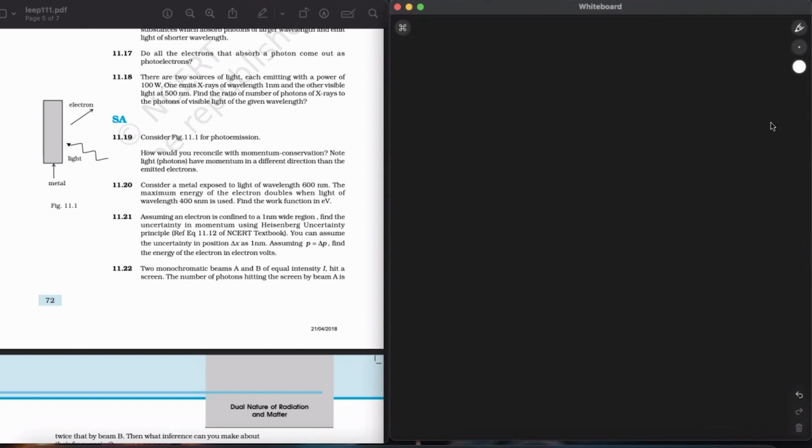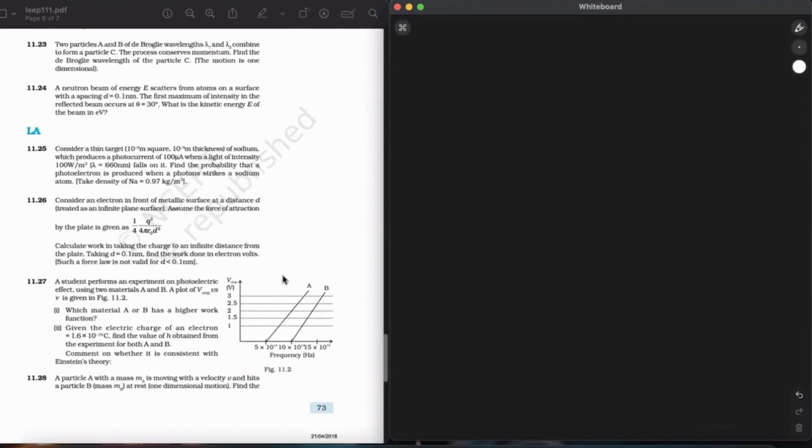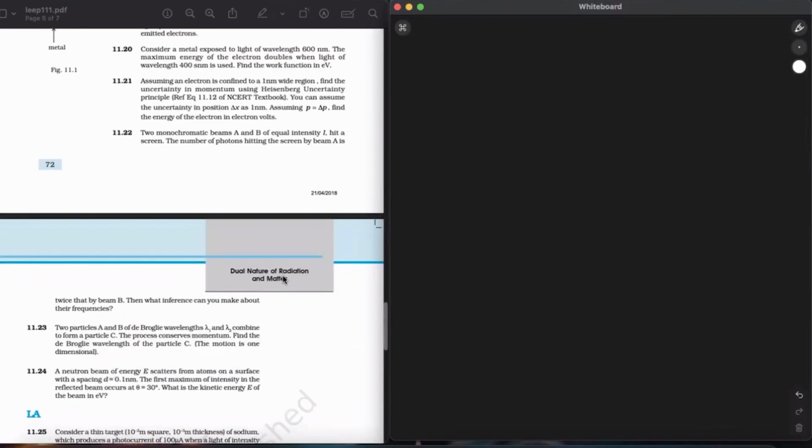Now, question number 21. How many questions are there? Okay, so 8 questions. I will do it quickly. Assuming an electron is confined to a 1 nanometer wide region, find the uncertainty in momentum using the Heisenberg uncertainty principle. The principle is delta x multiplied with delta p is equal to h. This is the error in finding the location, and the error in calculating the momentum. You can assume the uncertainty in position delta x as 1 nanometer. Assuming p equal to delta p, find the energy in electron volts.